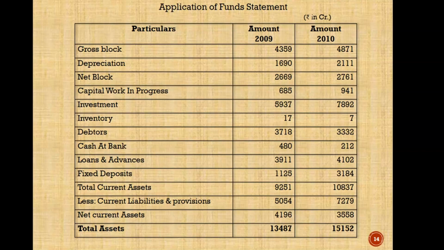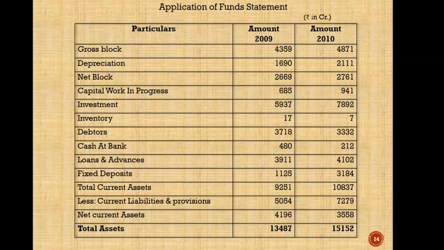So total current asset is shown separately. That is an addition of inventory, debtors, cash at bank, loans and advances, and fixed deposit. All these are current asset. That means investment is not a current asset. After that, inventory comes. Inventory is a current asset. That is, what is current asset?